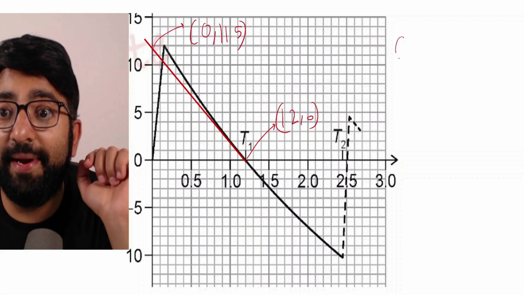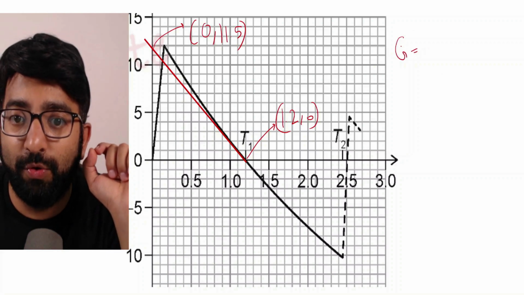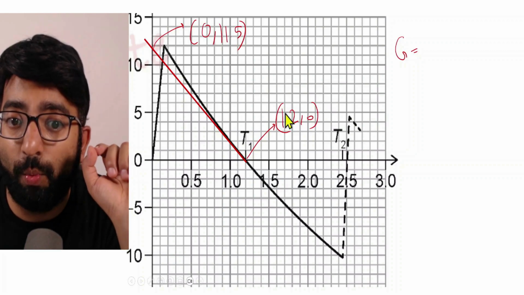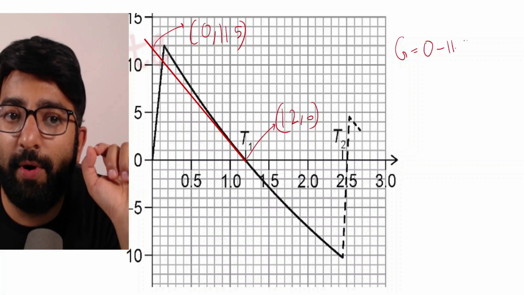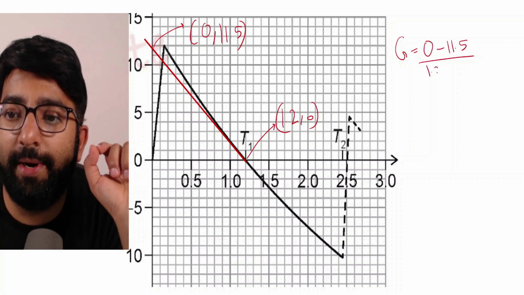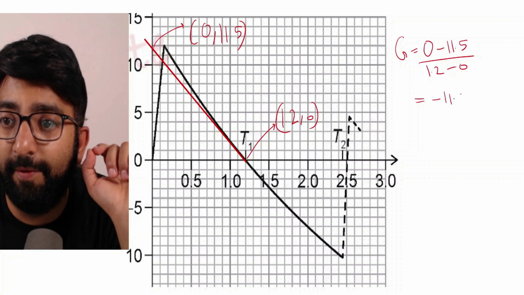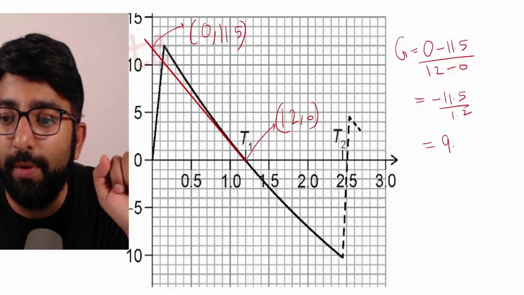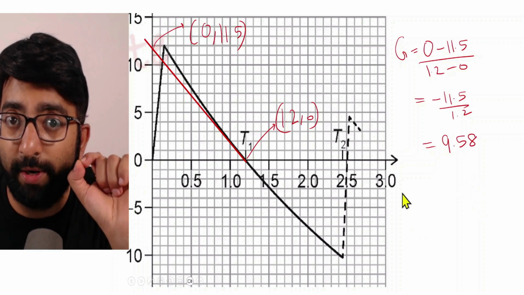And now let us use the gradient formula, y2 minus y1 divided by x2 minus x1. So the gradient will be 0 minus 11.5 divided by 1.2 minus 0. So let's write here 0 minus 11.5 divided by 1.2 minus 0. If we simplify this, we will get negative 11.5 divided by 1.2, which is equal to 9.58. Hence, the gradient of this tangent is 9.58.